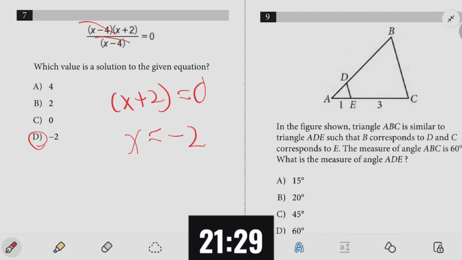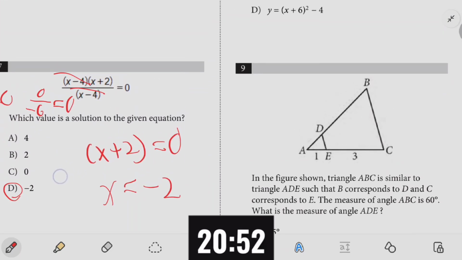Okay, let's see. Crap, I forgot how to do these. Okay, if you plug in 4, you get 0 over 0 times 6, which is 0, technically. But you could cross these out, and then you get x plus 2 equals 0, in which case x is equal to -2, in which case it would be 0 over -6, which is 0, because -6 times 0 is 0. Okay, I'll go with -2 because those cancel out, instead of going with 4. It's kind of a tricky one.